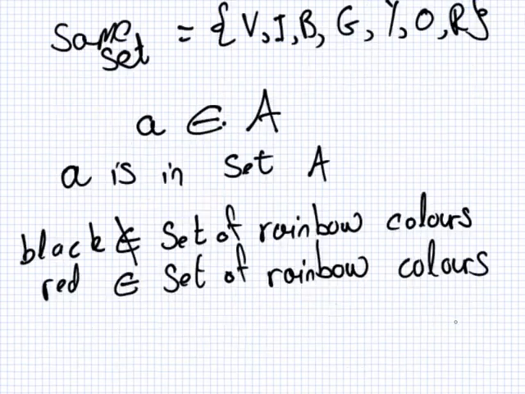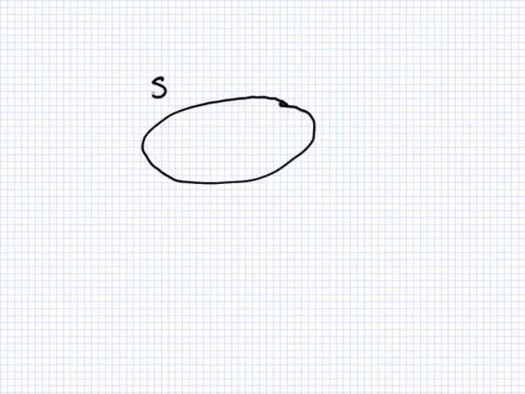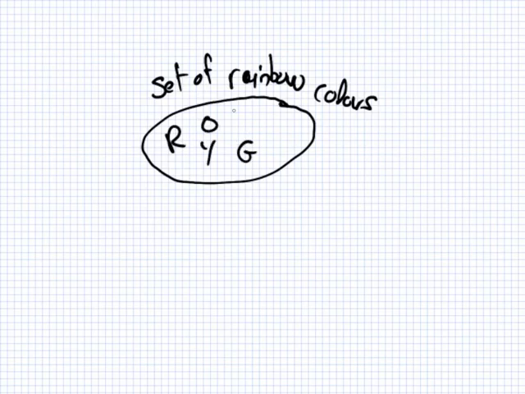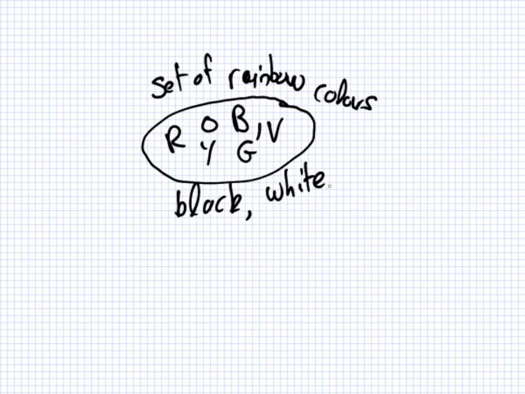Yes, continue. So we can also draw these sets. So for example, if I go back to my rainbow set, we usually draw sets as a circle. So this would be the set of rainbow colors. In this set would be red, orange, yellow, green, blue, indigo, violet. But there are some colors not in this set, and we would draw them outside the circle, like for example black. What else? White, yes, we don't get white in the rainbow, and so on.